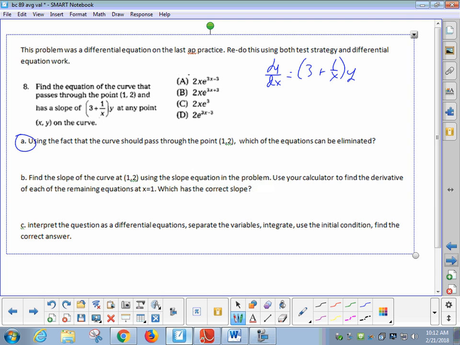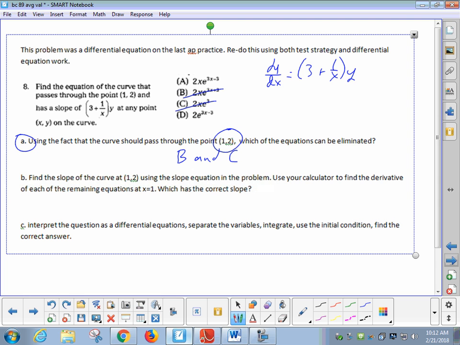One is, if the curve has to pass through (1, 2), does that drop out any solutions? Do any of those not give you a y of 2 when x is 1? And I found that that dropped out actually. B and C both drop out for that. Those don't yield (1, 2). So they're out. When I put in an x of 1, I do not get a result of 2 for those.